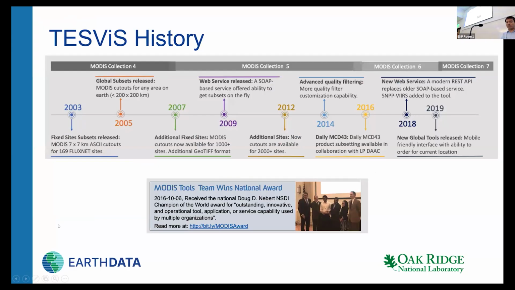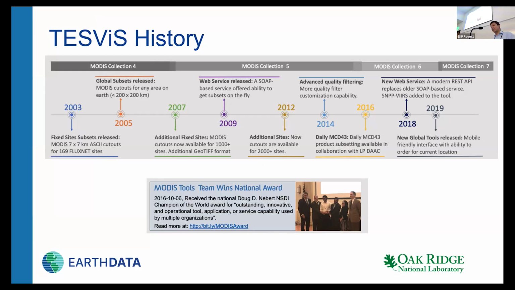So these are some of the history. We have a kind of long history with the TestFish. It's been around for almost 23 years now. It started with just 169 FluxNet sites, where we created these Modis cutouts for collection 4. Modis now is in collection 6, and Modis 7 is coming about, and we have added a lot of features on the tool as well.